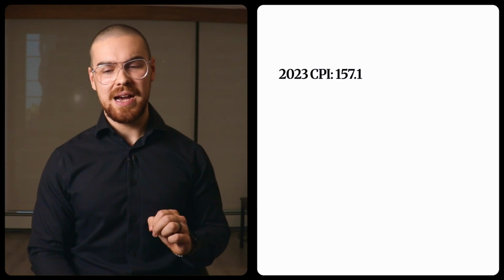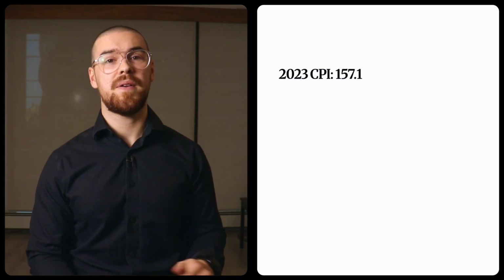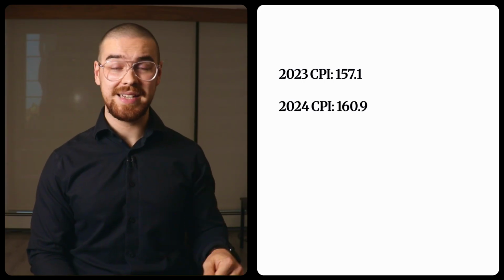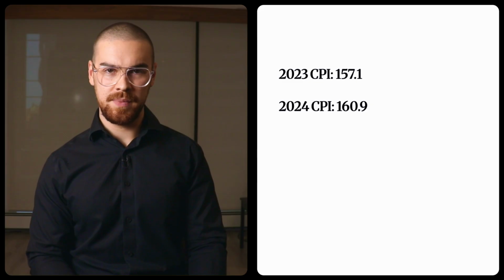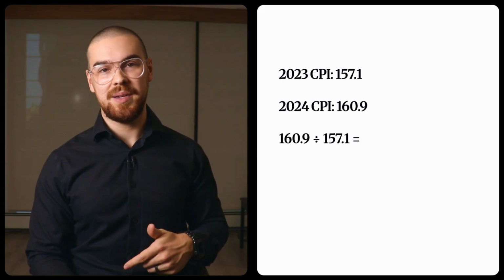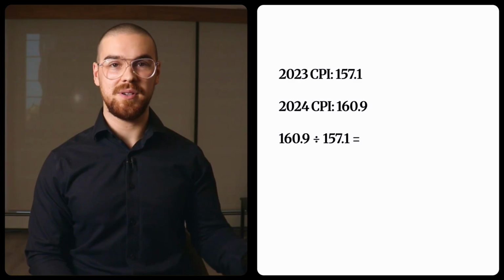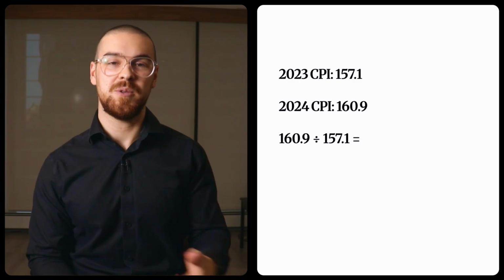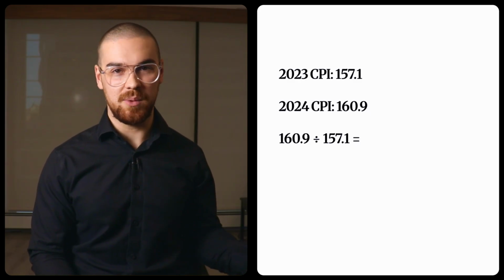So when it actually comes to performing the calculation, how does that work? You simply take an index, so in this case we'll do CPI, and you compare it to another CPI from another period in time. So Canada's CPI for 2023 was 157.1. It was 160.9 in 2024. So first we'll divide the newer CPI by the older CPI. So we'll divide 2024, which is 160.9, by 2023, which is 157.1.